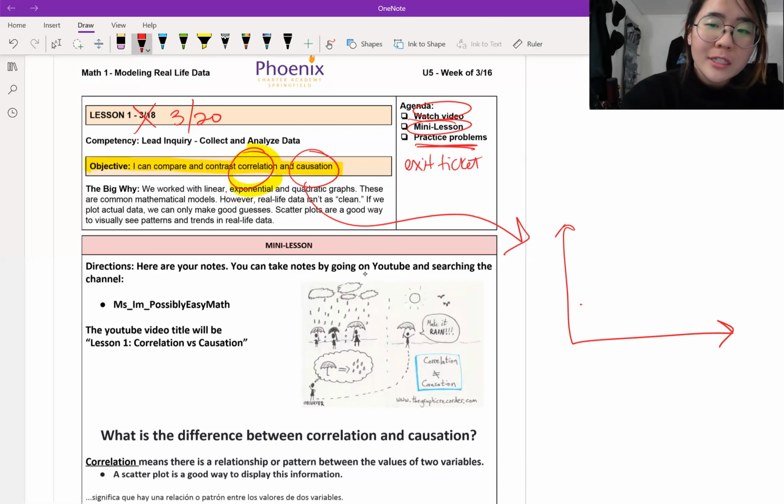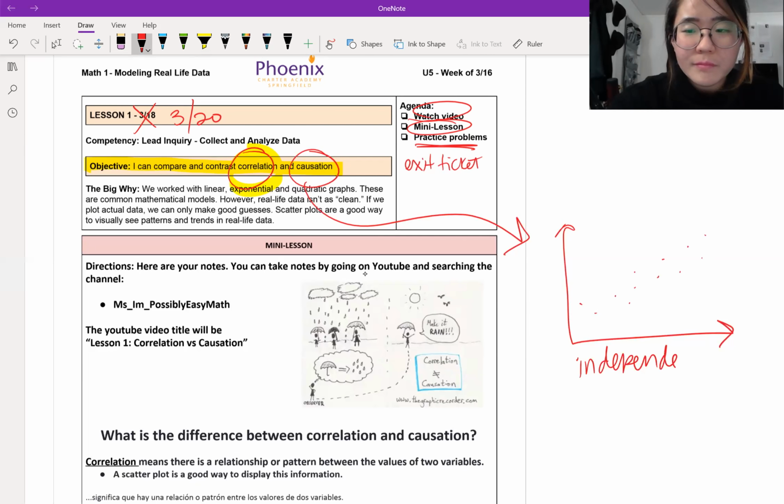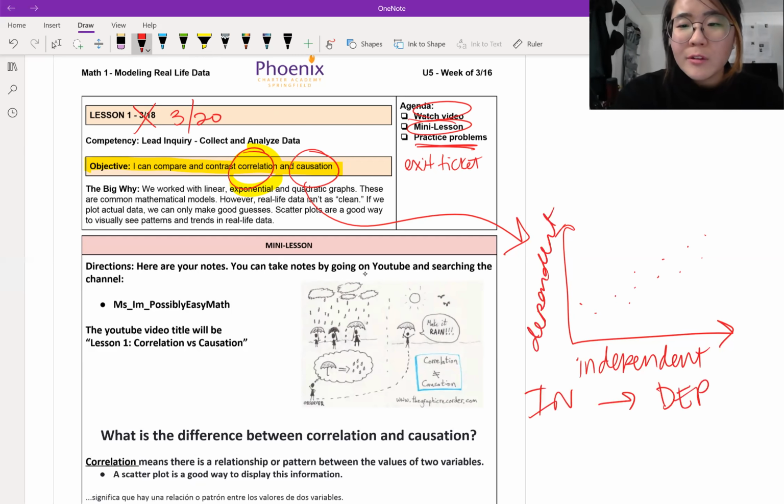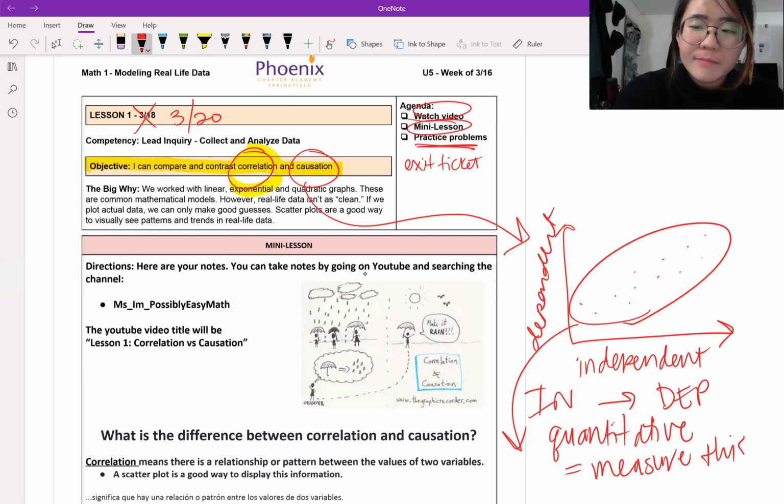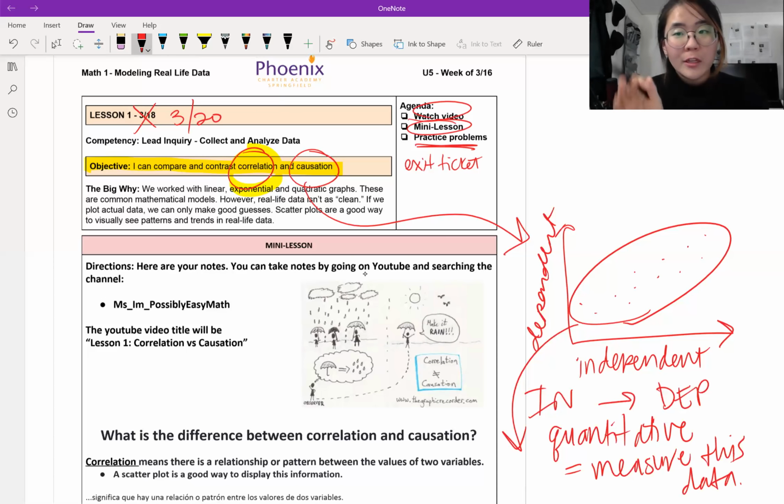Okay, so if you remember, scatter plots are graphs that have data points that look something like this, and we have learned so far about the independent variable and the dependent variable. We know that there is some kind of relationship. The independent variable changes the dependent variable. And we know that the data needs to be quantitative, meaning that you can measure this data. Okay. So that is a quick review of everything we've learned so far. I will be posting a couple of videos as a refresher, so keep an eye out for that.